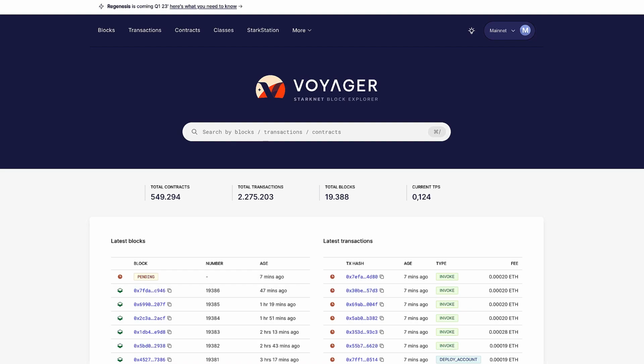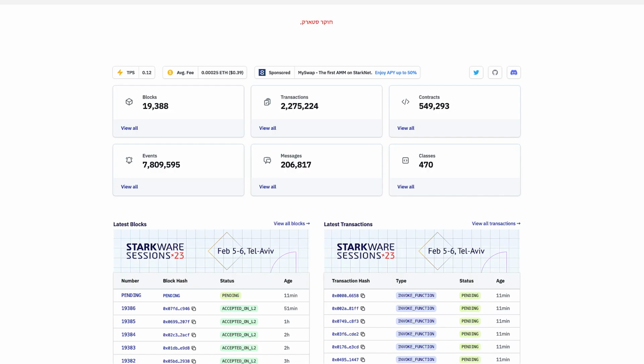Another tool that you will be using a lot on Starknet is a block explorer for analyzing your transactions. For the time being, there are two main block explorers on Starknet. One is Voyager and the other one is Starkscan.